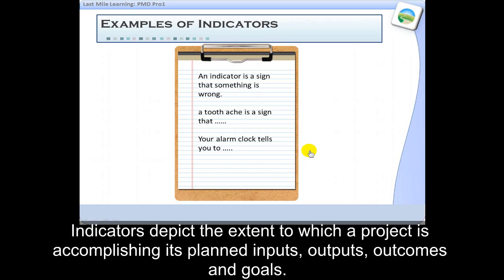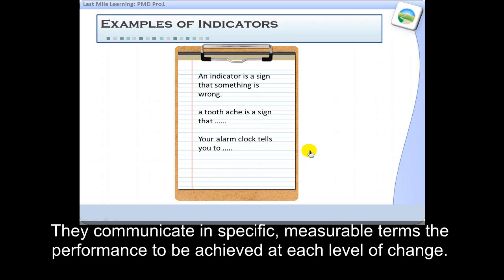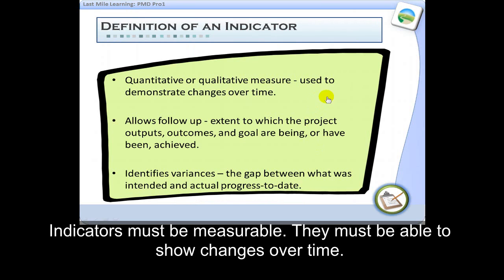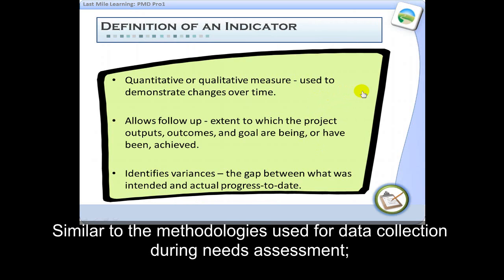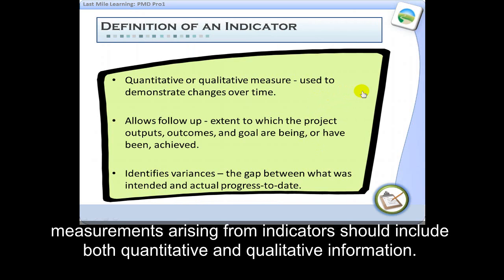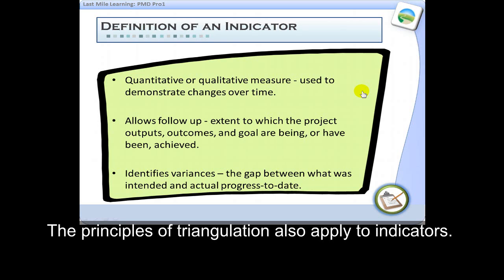Indicators depict the extent to which a project is accomplishing its planned inputs, outputs, outcomes, and goals. They communicate specific and measurable terms of the performance to be achieved at each level of change. Indicators must be measurable. They must be able to show change over time. Similar to the methodologies used for data collection during the needs assessment, measurements arising from indicators should include both quantitative and qualitative information. The principles of triangulation also apply to indicators.